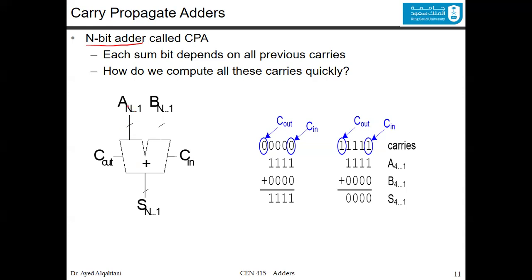So now we have n inputs in the A, n inputs in the B, and a single bit in the carry in. And now you have n inputs in the sum and a single bit in the carry out. This is what we call the carry propagate adder.